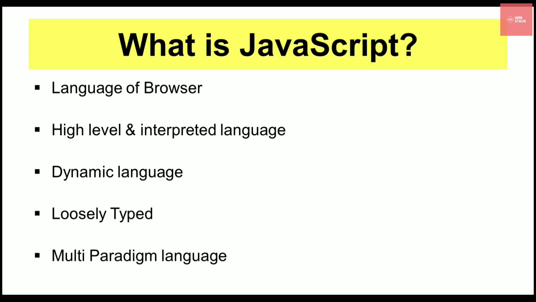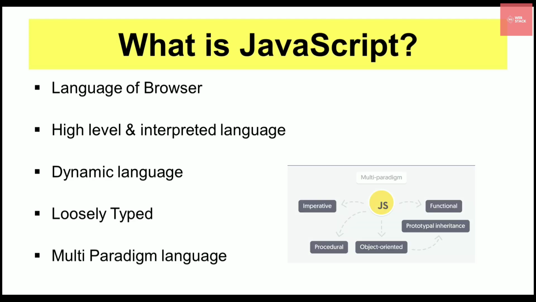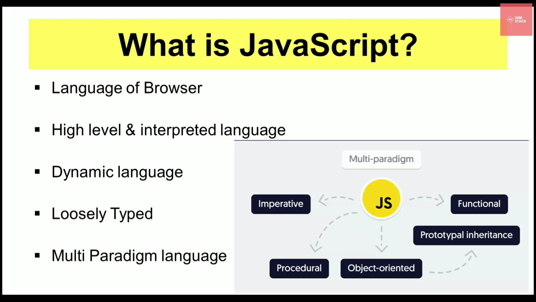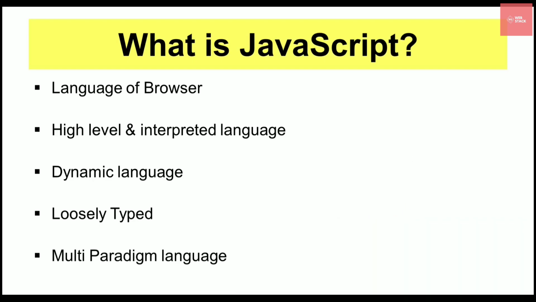Also, a major feature of JavaScript is that it is a multi-paradigm language. Multi-paradigm means there is no restriction in writing JavaScript. You can use it as functional, as object-oriented JavaScript, or you can write imperative code, or declarative code. So it gives you the freedom to write code whatever way you want.